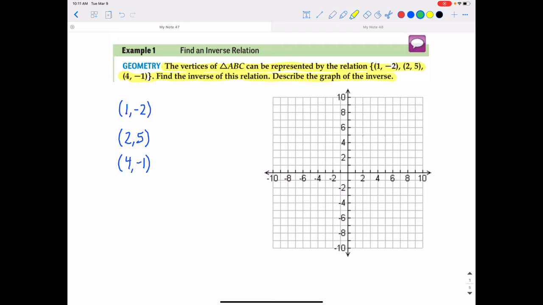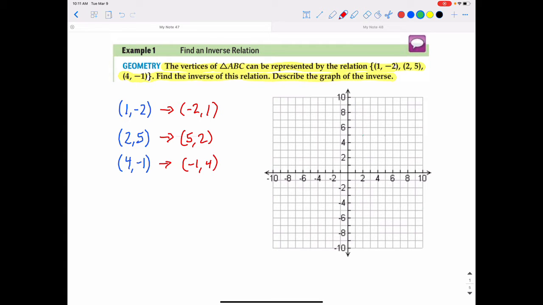So 1, -2 has an inverse of, when we switch the x and y around, it becomes -2, 1. 2, 5, its inverse would be 5, 2. Notice I'm just switching the x and the y. And 4, -1, what would its inverse be? Well, its inverse would be -1, 4.